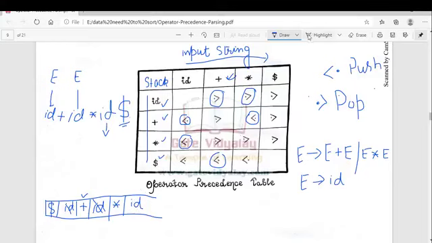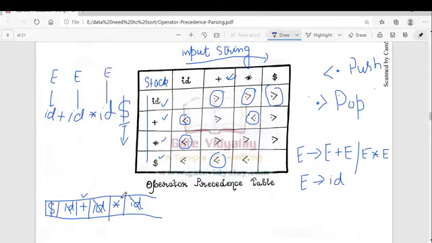If I push this id into the stack, then my pointer moves one point ahead, that is dollar sign. Now I will check the top of the stack. I have id and the current pointer is on dollar sign. So with id and dollar sign, I will get pop. So I will pop out the top of the stack symbol, that is e. I will pop out e.